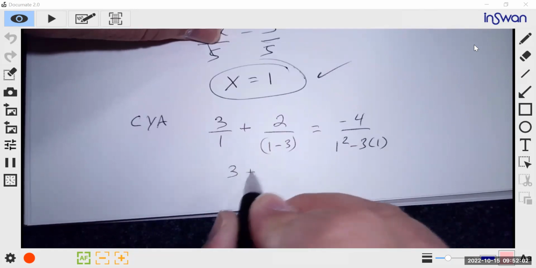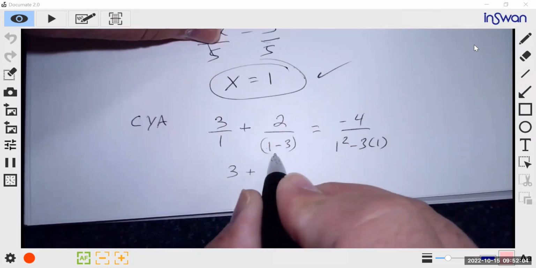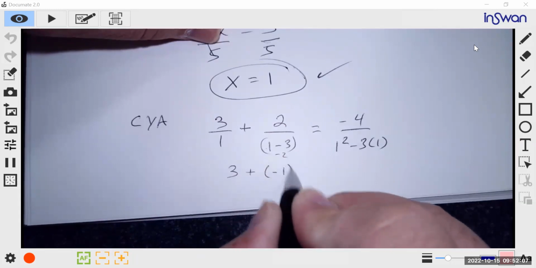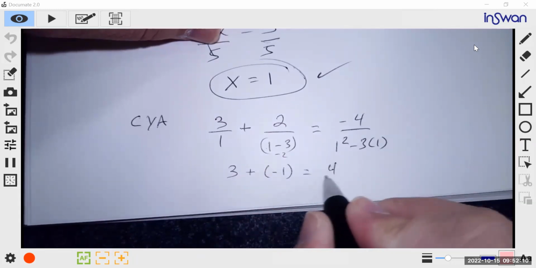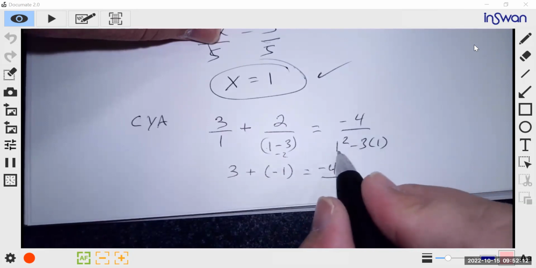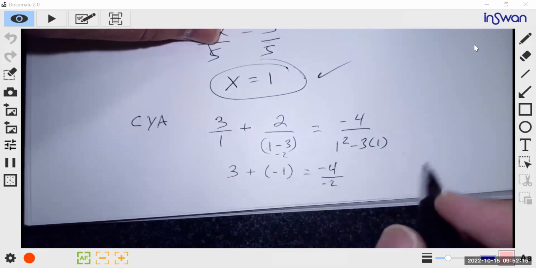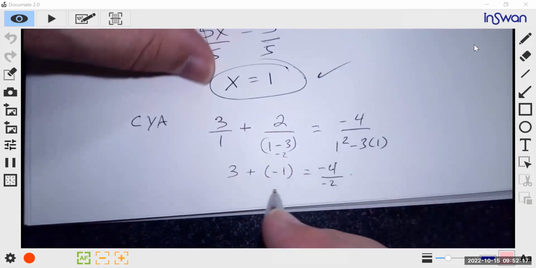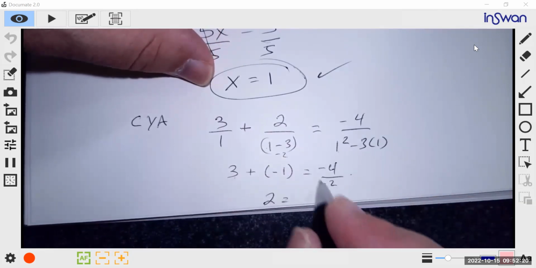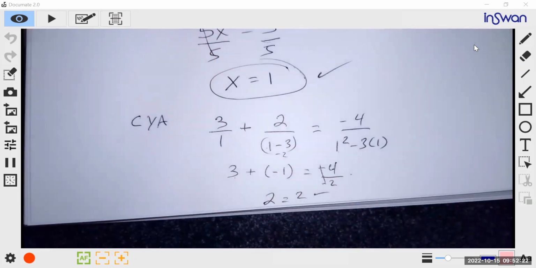3 over 1 is 3. 1 minus 3 is negative 2. So that becomes a negative 1. 1 minus 3 is a negative 2. 3 minus 1 is 2. Negatives cancel. 4 divided by 2 is 2. So it works. Make sense? It's a drawn out process, yes, but it's the best way of solving these things.